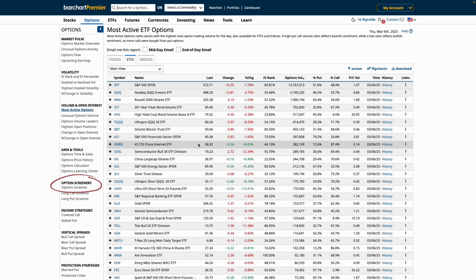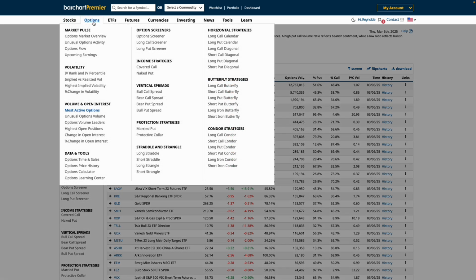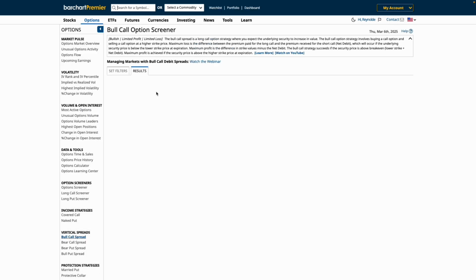Barchart also provides powerful option screeners to help you identify trading opportunities based on different strategies. Whether you're looking for covered calls, credit spreads, or iron condors, these screeners make it easy to find high probability setups quickly. Let's take a look at the bull call spread screener.